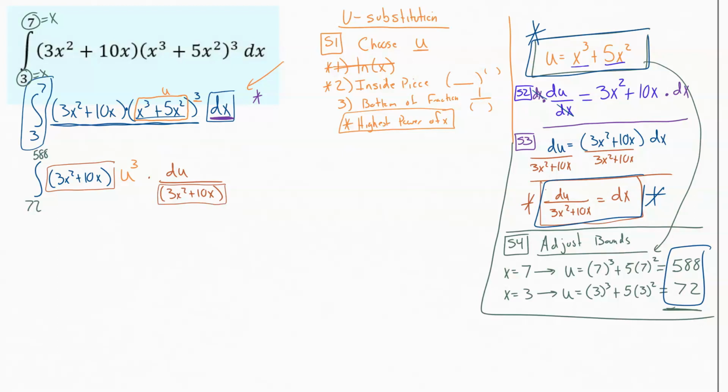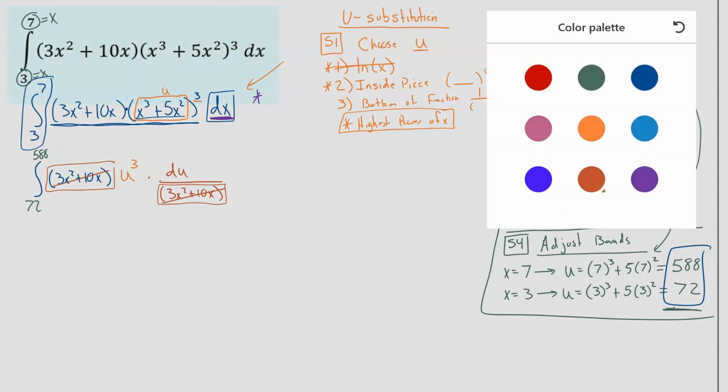We need to get this thing down to talking the language of u. If that doesn't happen, stop. You might have chosen the wrong u. You might have messed up some of your algebra, but just take a second look. Here, we get exactly what we expect. 3x squared plus 10x cancels with 3x squared plus 10x.